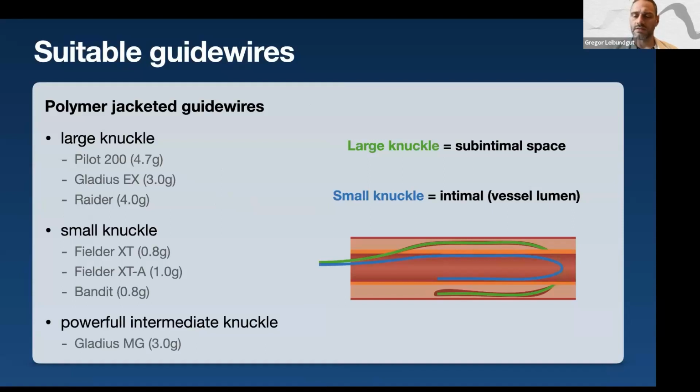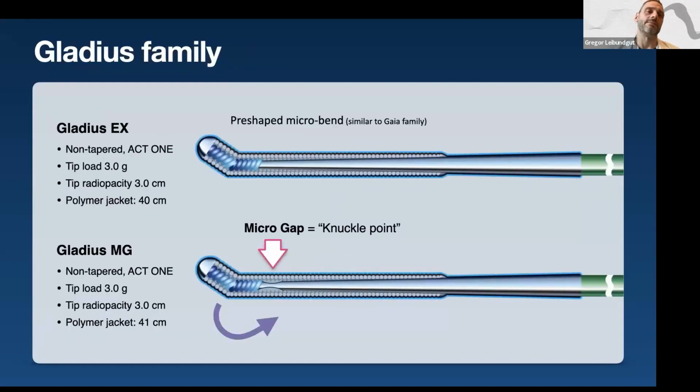So in general, I told you already, polymer jacketed guide wires are the wires to use for knuckling. When you want to have a large knuckle or more penetration power, you use the Pilot, the Gladius EX, or the Raider. Smaller knuckles are formed with Fielder and Bandit, although I think the Bandit is too weak to even try to do the knuckling technique at all. And then nowadays we have the powerful intermediate knuckle and well-controllable knuckle of the Gladius MG. And here are the two wires in comparison.